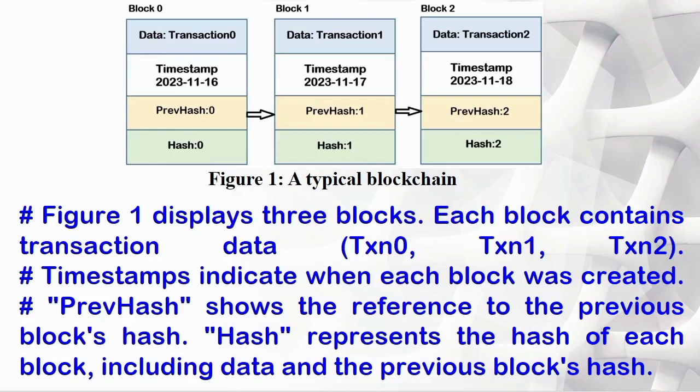Let's take a look at figure 1 showing a typical blockchain. You will see 3 blocks: block 0, block 1 and block 2, each holding transaction data like transaction 0, transaction 1 and transaction 2. The timestamps tell us when each block was made. Now notice pre-hash, that is the link to the previous block's unique code, and hash is the code for each block securing its data and the reference to the previous block.